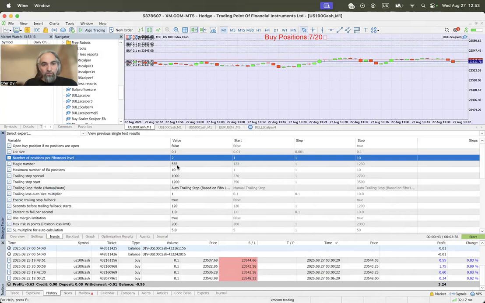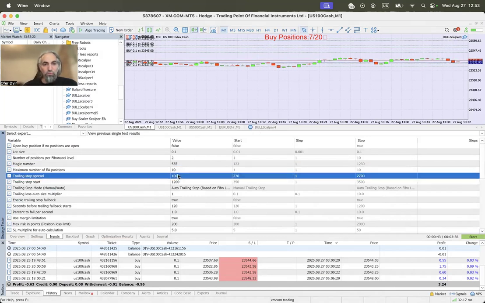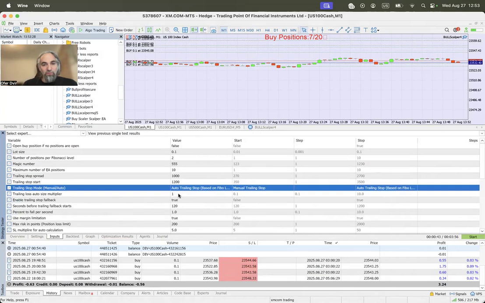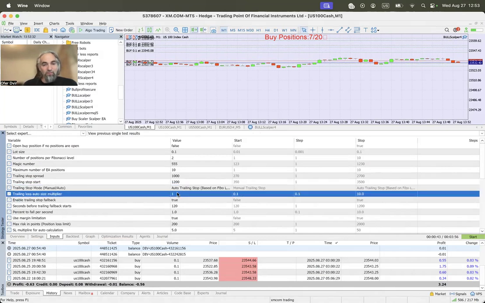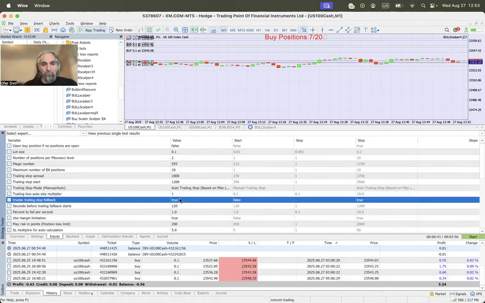The magic number, the maximum number of EA positions we allowed the EA to open or to manage. And then we have the manual trading, but we're gonna leave it on auto trading. And then we can control the trailing if we wanted to introduce it way sooner or way later.